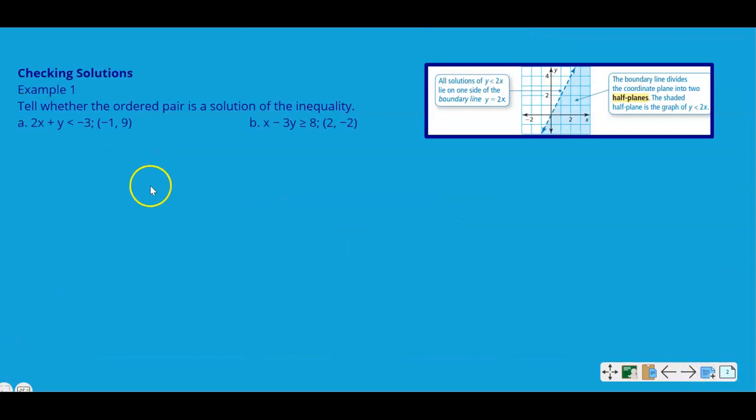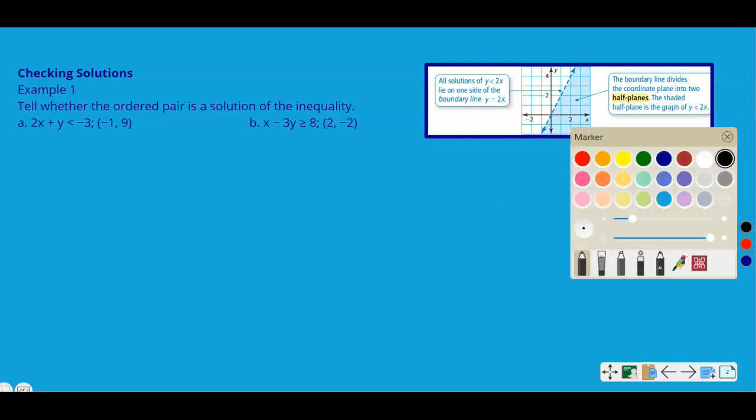All right, example 1, we're going to check solutions. Tell whether the ordered pair is a solution of the inequality. It gives us 2x + y < -3, and an ordered pair of (-1, 9). To check it, we have to plug in our x and our y value and see if this is a true statement. If it's a true statement, then the ordered pair is a solution of the inequality.